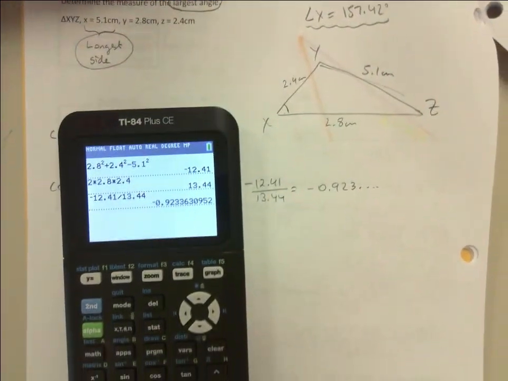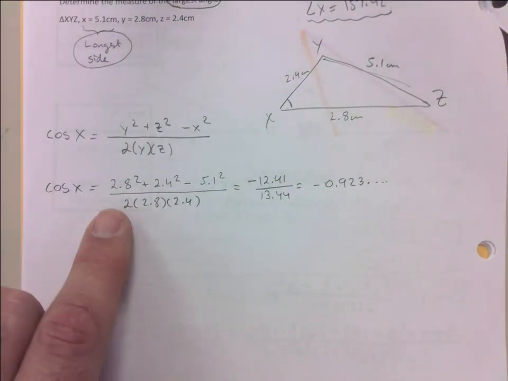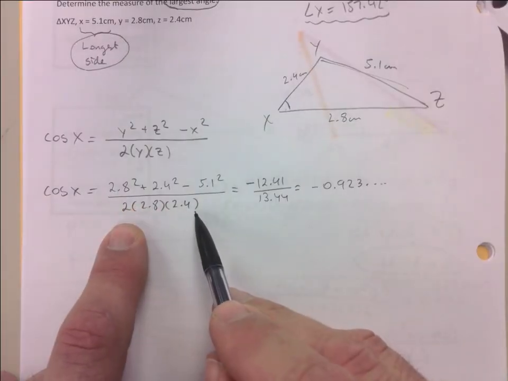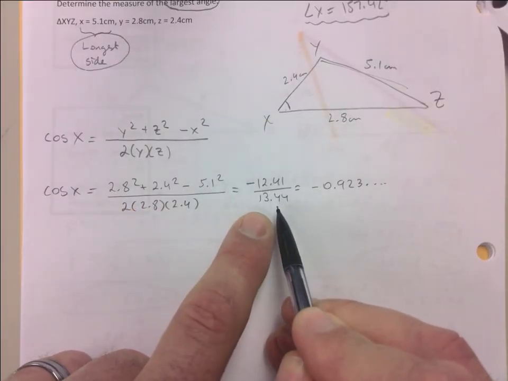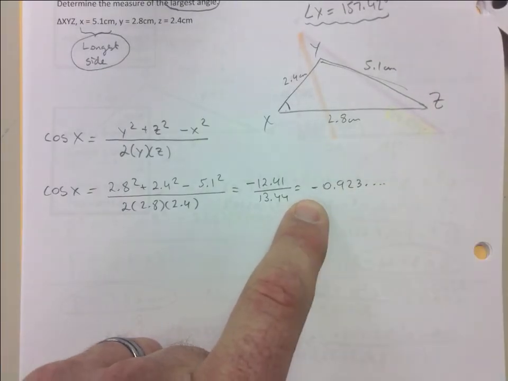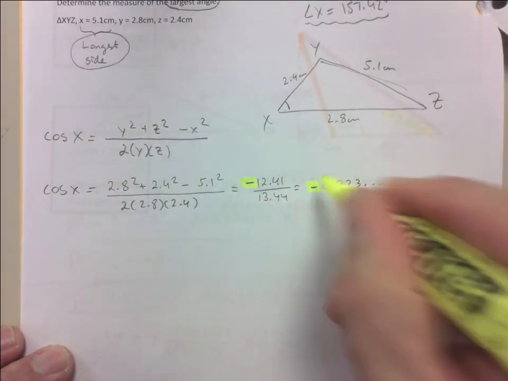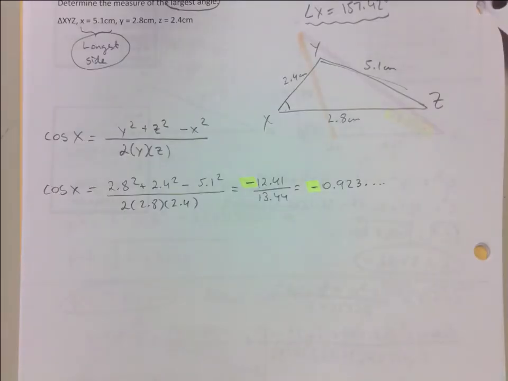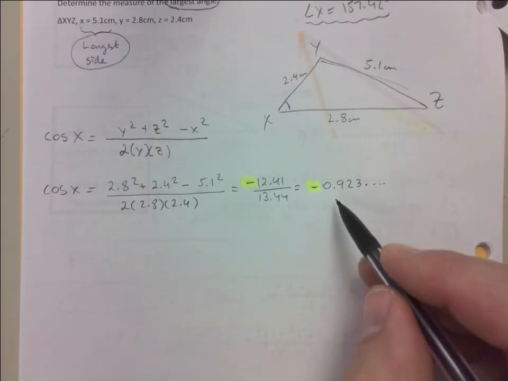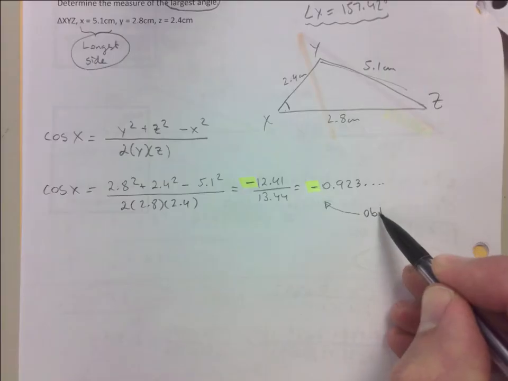I'll show you, write this one down. So I plug in all my numbers, I do the top, I do the bottom, then I divide, and you should get a negative. That's the one I'm going to highlight here. There's a negative there, there's a negative there. Do not drop the negative, because you're going to get a completely different answer if you do so. That tells us it will be an obtuse angle.